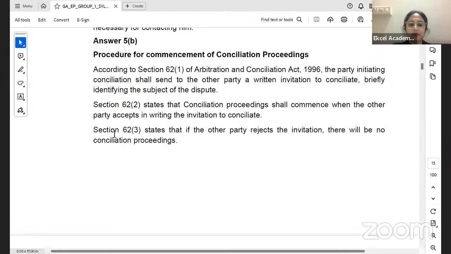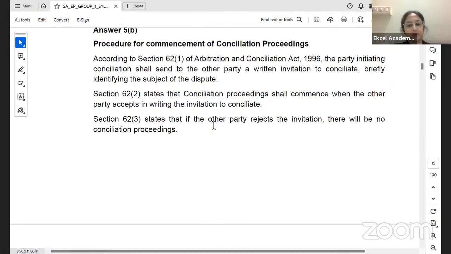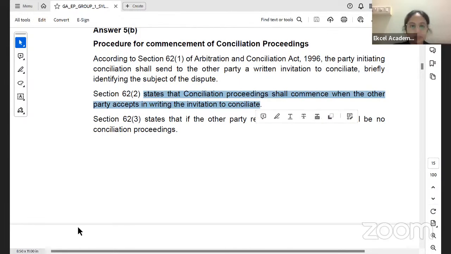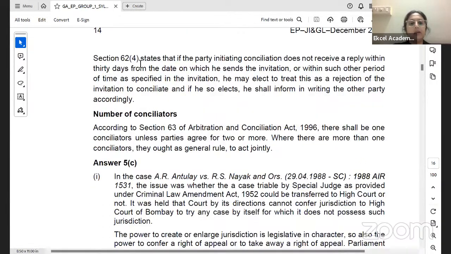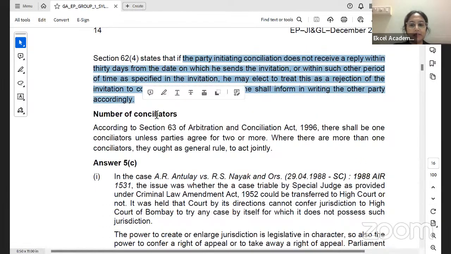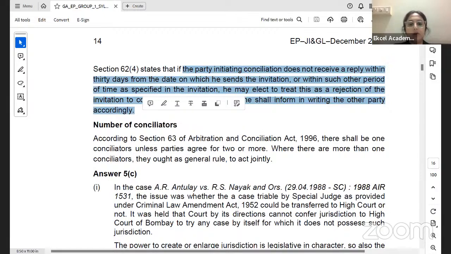Then 62.2 states that conciliation proceeding shall commence when the other party accepts. If the other party rejects, then there will be no conciliation. If there is no reply, you have to wait for a reasonable time, or if you have mentioned a stipulated time, and within that you don't get any response, then you can treat it as a rejection, but you have to send a notice. I mean, you have to send information: as you did not reply, I will consider it as a rejection and conciliation proceedings will not start. So these things you have to write.